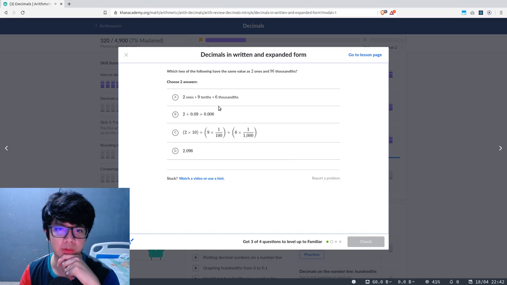Which two of the following have the same values? 2 ones and 9 sixths. 2 ones and 9 tenths and 6 thousandths. 2 answers. 2 times 10 is 20. Yo, it's only one answer to this one.